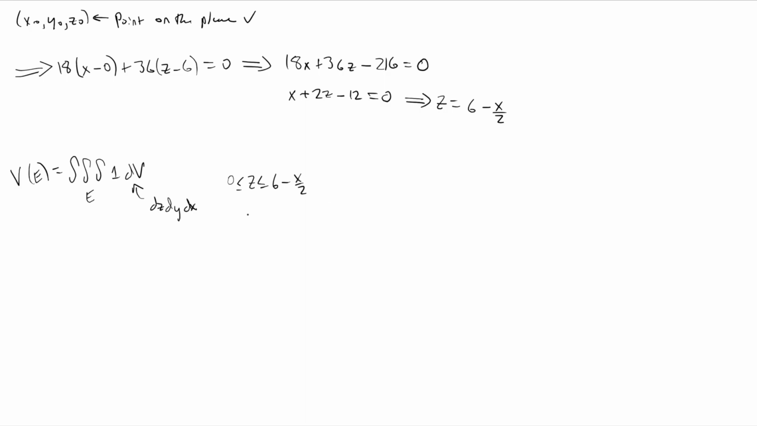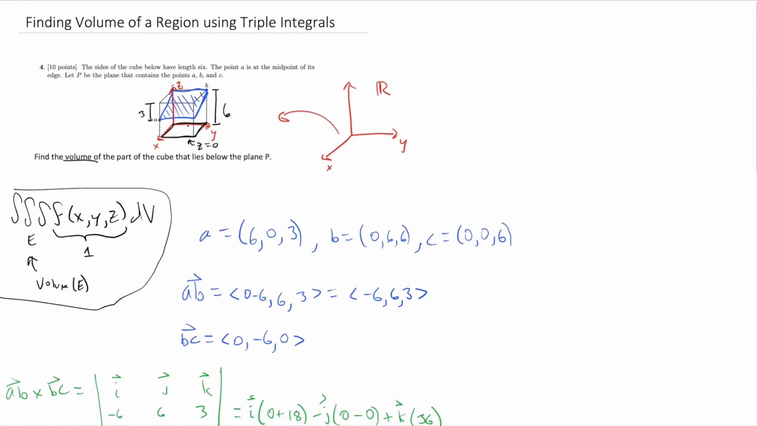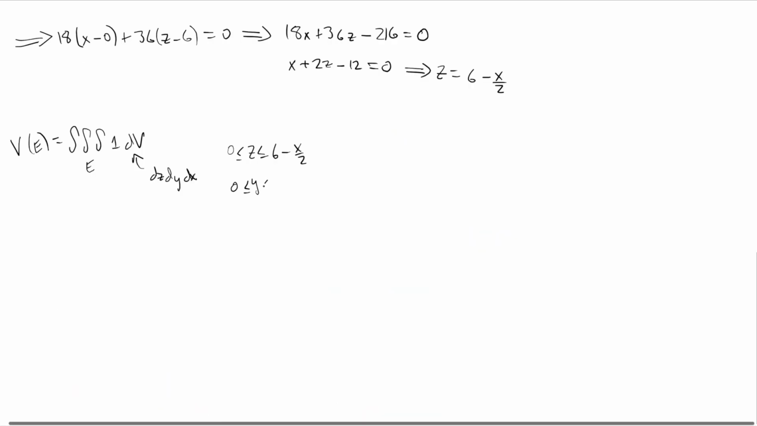All right, now what about y? Let's establish the bounds on y. What is the minimum value of y, if we want to find the volume of this region? Well, the minimum value is 0, and the maximum value of y is 6. You can see that right here. That goes all the way to the edge of the cube. Apologies, 0 to 6.